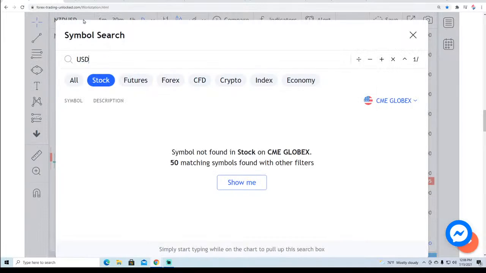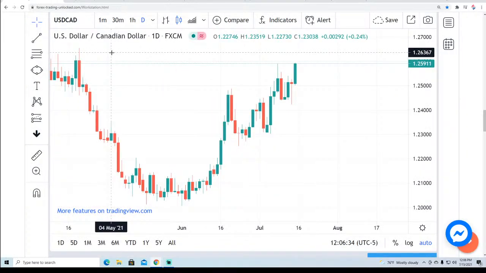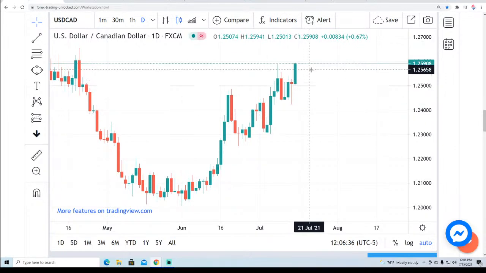All right, US dollar Canada. Let's see what's going on here. This one continues to pressure resistance. It's making higher move highs. The dollar is getting strong here. I still think this is just a bullish correction.